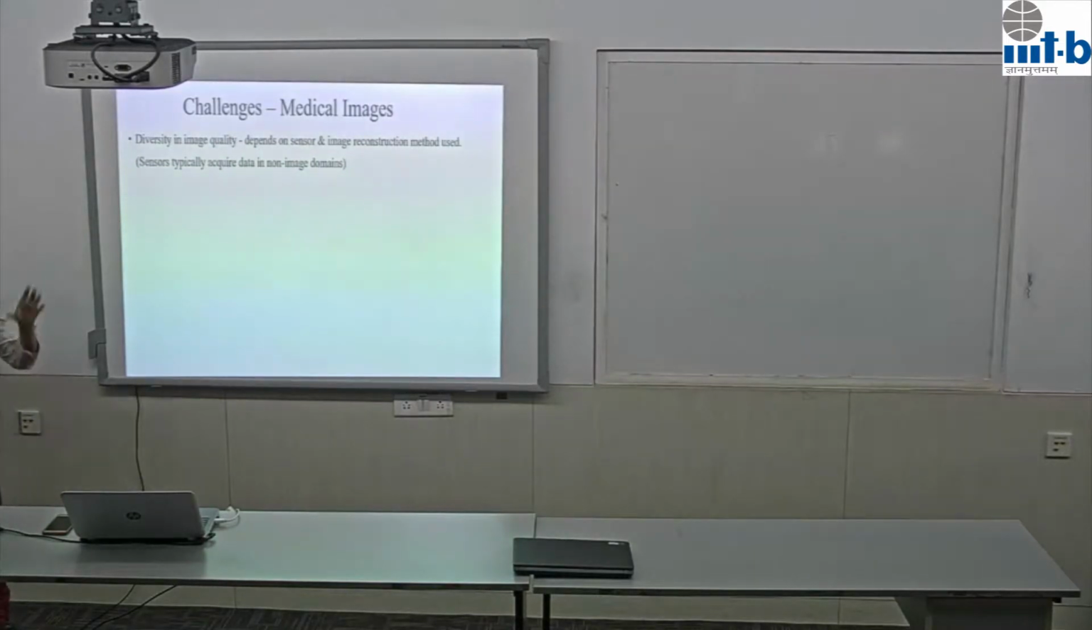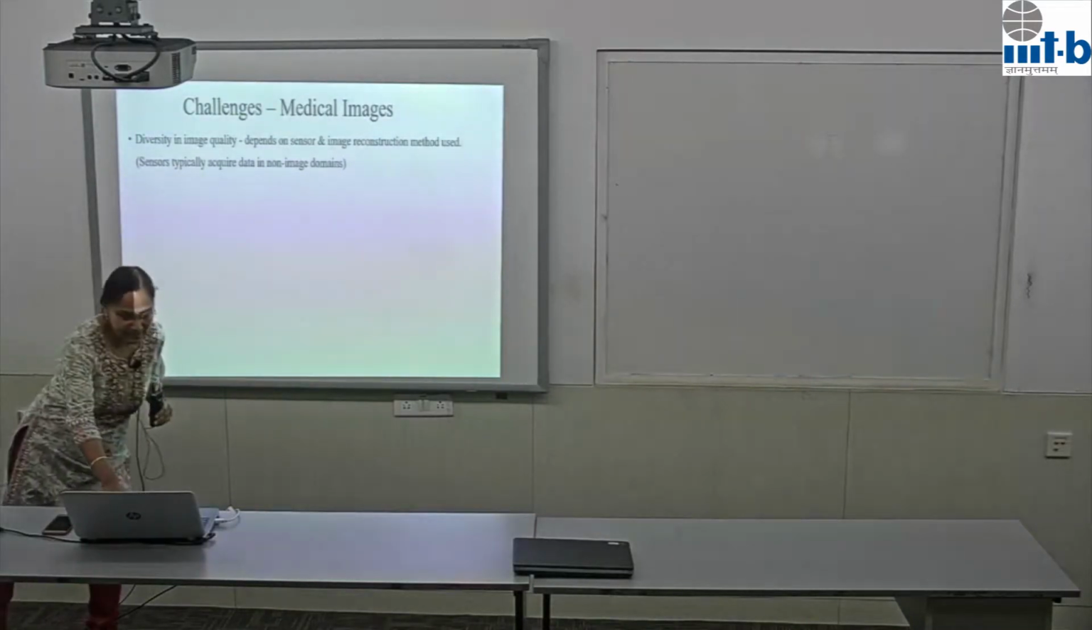Now, typically in these modalities, you don't get data in the image domain. You get it in some other domain which needs to be transformed back to get your image. So a lot depends on how good your sensor was and how good your image reconstruction algorithm was. With the same data, I can end up with one image and you can end up with another. So there's a difference in consistency.